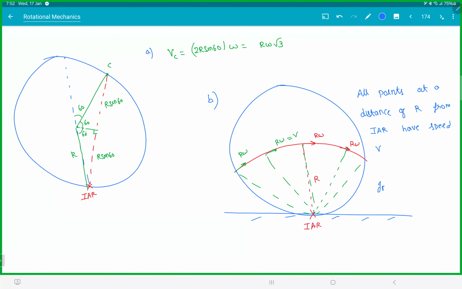So there are infinite points. If it was a ring, there'll be 2 points. Disk, right? There are multiple points. Sure, everyone?